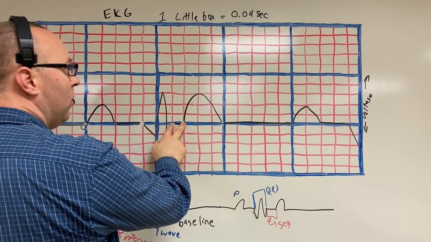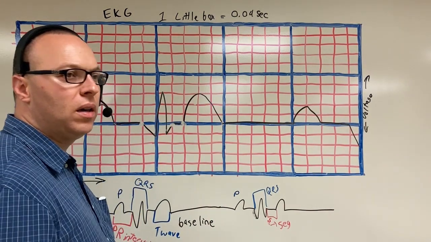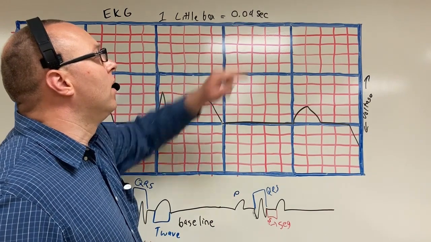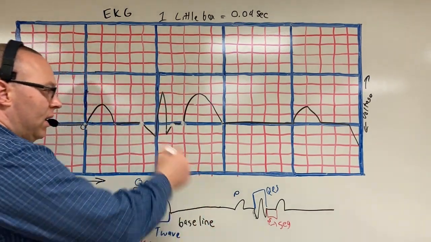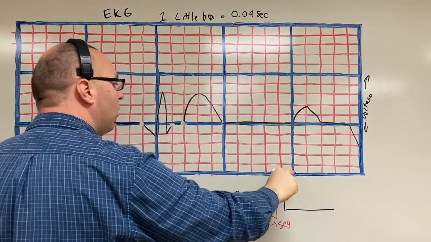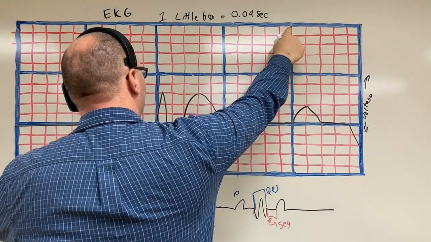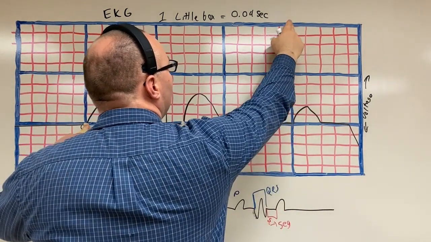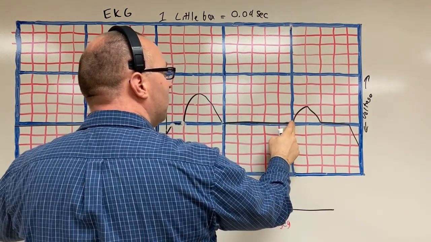My ST, 1 little box is 0.04 seconds. My T wave, 1, 2, 3 little boxes, 4, 8, 12, 0.12 seconds. Why? Because each little box is 0.04 seconds. Once again, as we're going this way, back and forth, I don't care how far up you go or how far down you go, it does not change. If I go from here to here, from left to right, it's still 5, 10, 15 little boxes. It's going to take me 0.6 seconds. This is still taking me 0.6 seconds.